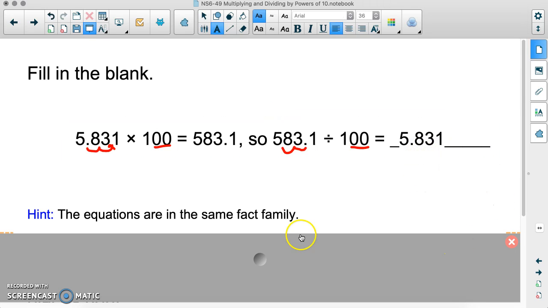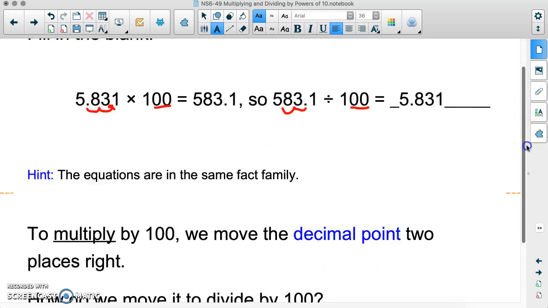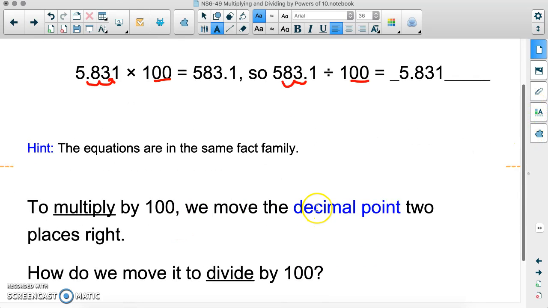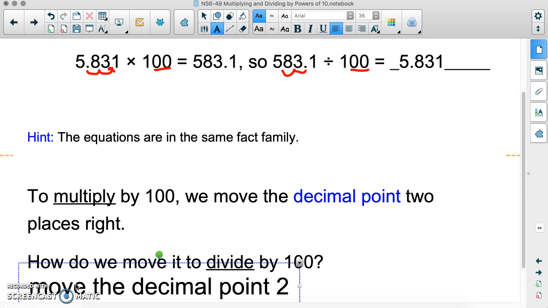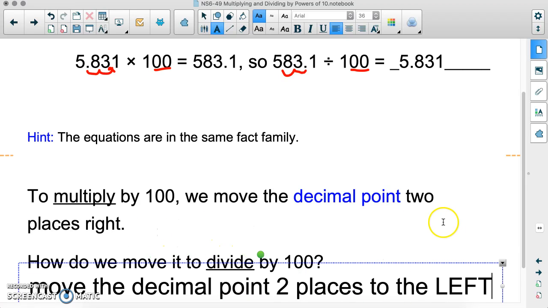Okay, we know this is right because the equations are in the same fact family. Multiplication and division are related. So to multiply by 100, we move the decimal point two places to the right. So if we want to divide by 100, then we are going to move the decimal point two places to the left. So we go the opposite way than what we were doing in multiplication.